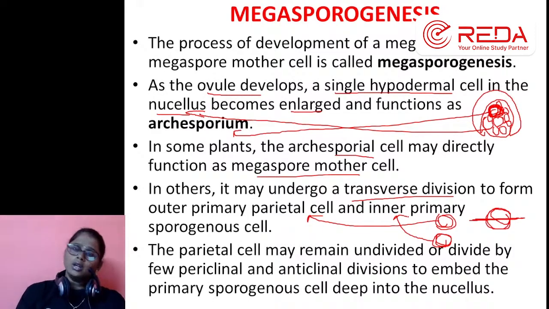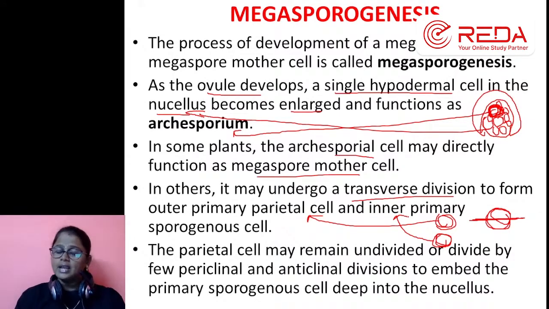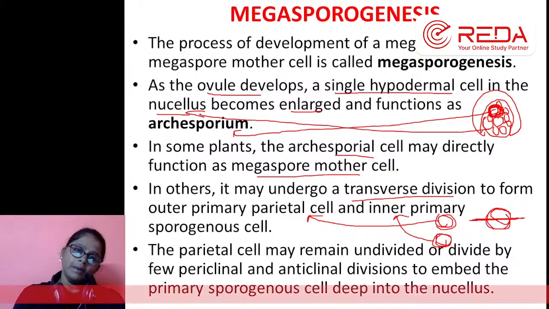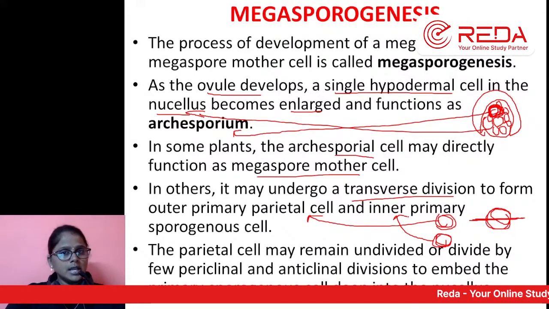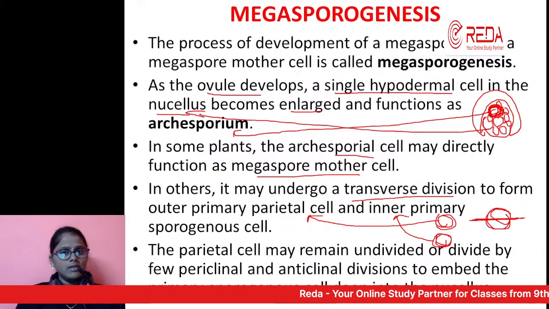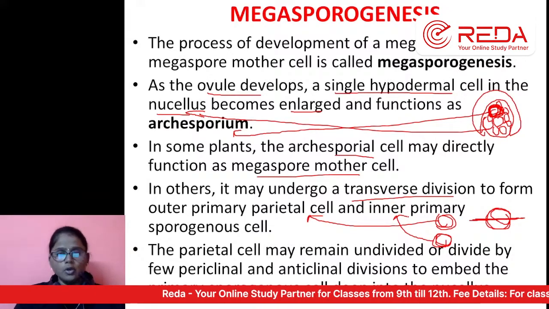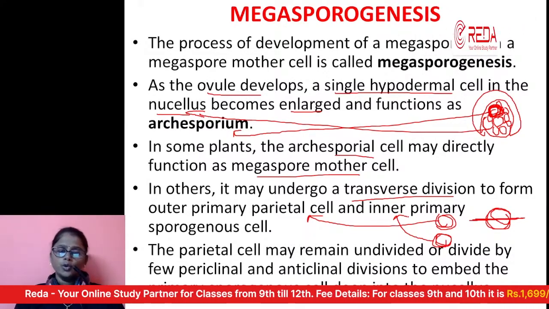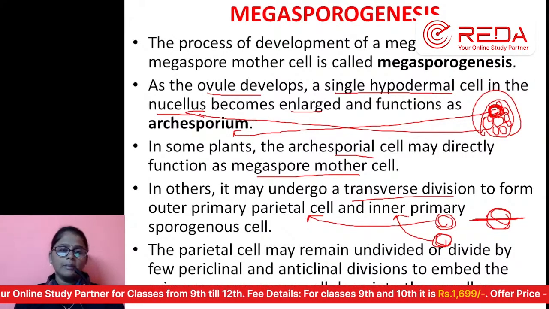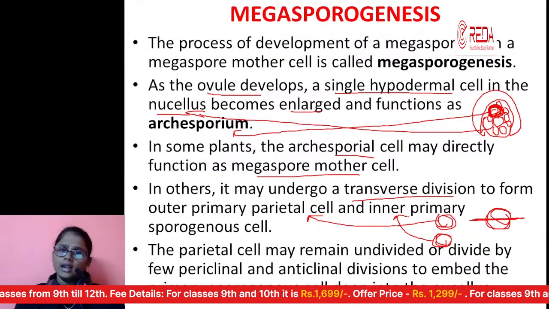So the sporogenous cells inside are dividing periclinally and anticlinally. Some of them go towards the epidermis and form the three layers: endothecium, middle layer and tapetum. The inner cells form the microspores. It is the same here in megasporogenesis. They divide into two portions: the outer portion produces the primary parietal cells, and the inner portion divides to form the primary sporogenous cells.